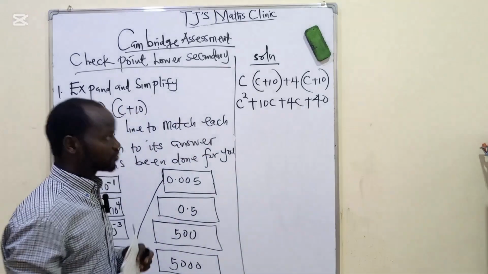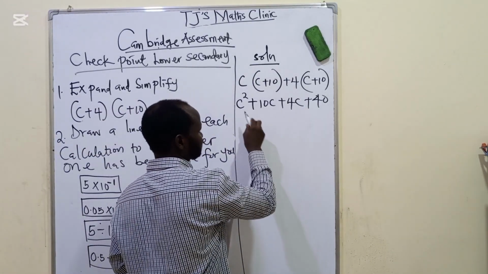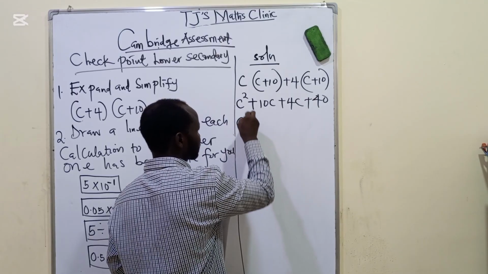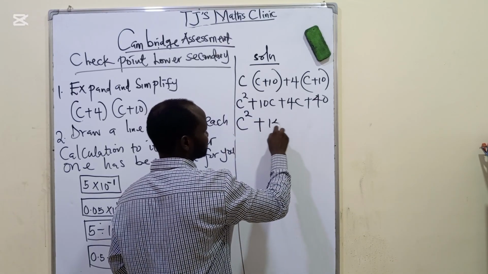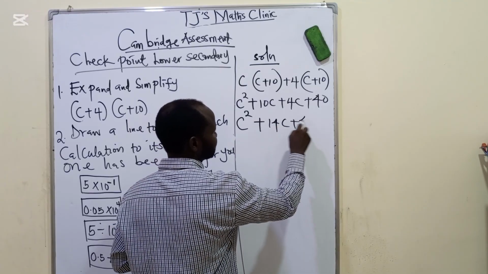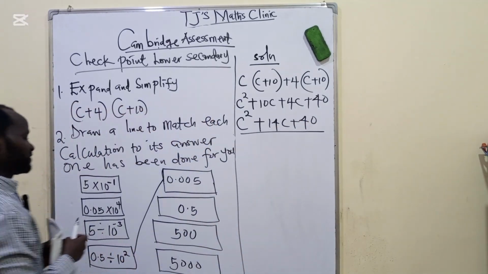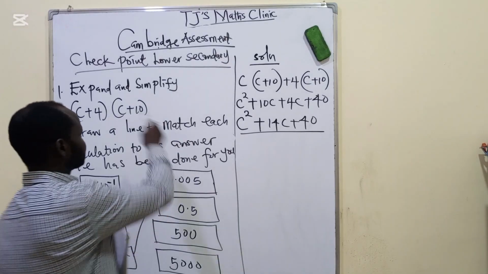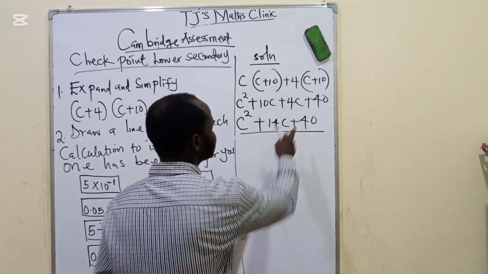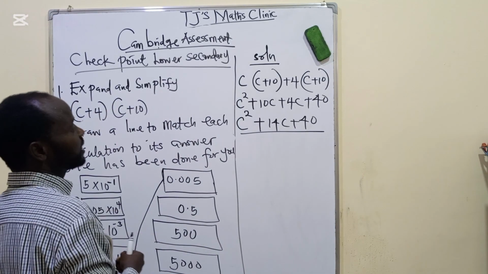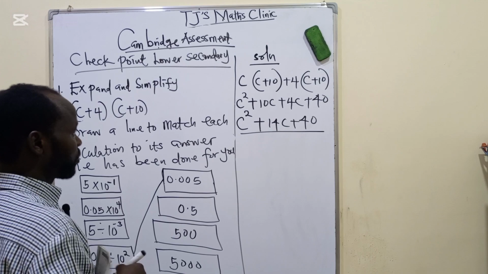The next thing for us to do is to simplify. We have expanded this now. To simplify will be c squared plus 10c plus 4c, that will be 14c, plus 40. So this will be both the simplification and the expansion of this expression. So we have c squared plus 14c plus 40. That is the solution to number 1.